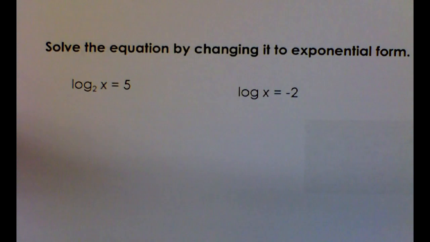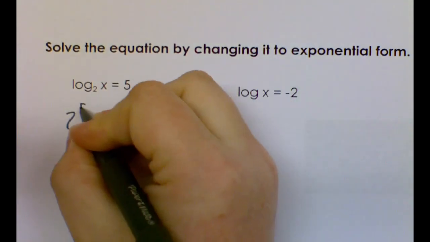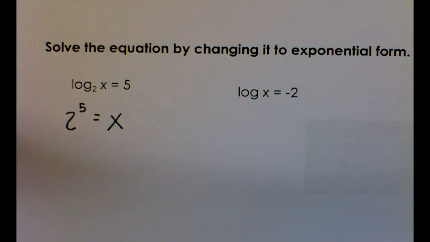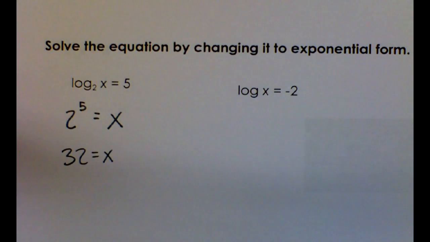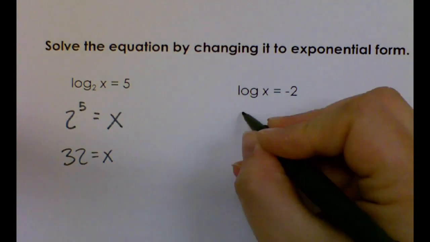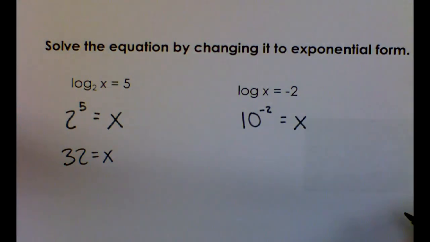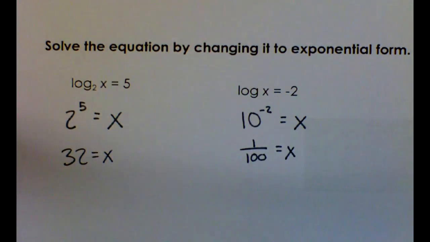Now we're going to solve some equations by turning them into exponents first. Log base 2 of x equals 5. That means our base is 2, the exponent is 5, equals what's inside the logarithm, x. Well, we know what 2 to the 5th power is: 2, 4, 8, 16, 32. Oh, look. x is 32. Done. Log of x equals negative 2. That means the base was 10. The power was negative 2 equal to x. Well, 10 to the negative 2nd power is 1 over 100. And look at that. We have our solution.